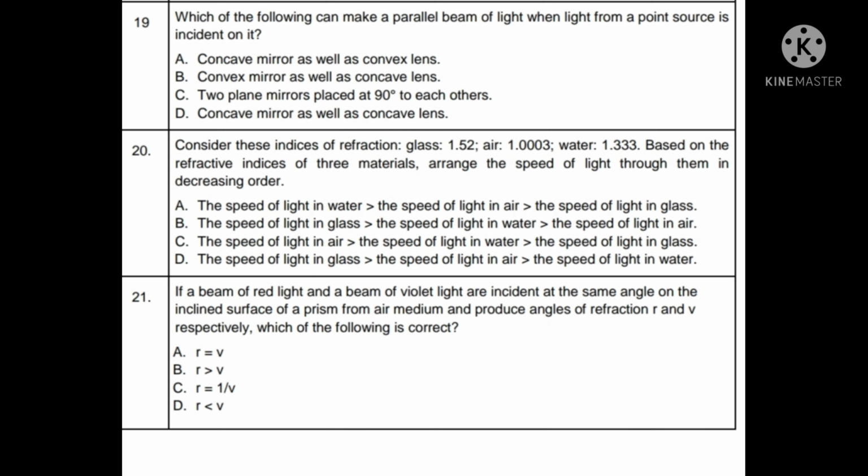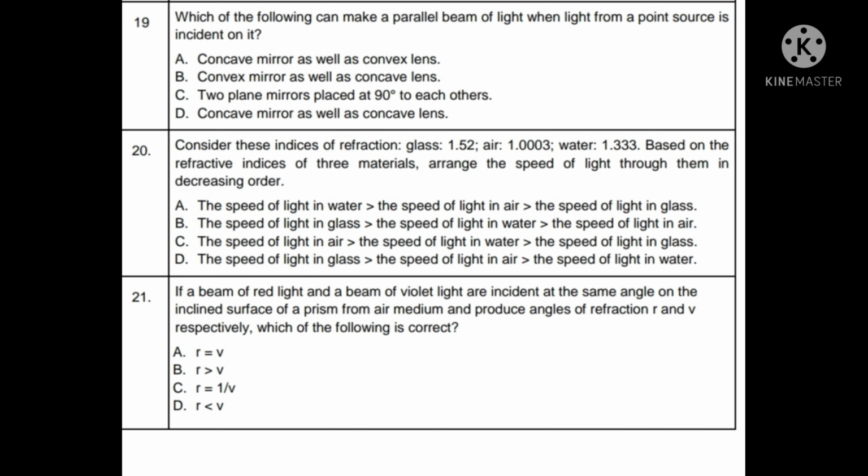Question number 20. Consider these indices of refraction: glass 1.52, air 1.0003, water 1.333. Based on the refractive indices of three materials, arrange the speed of light through them in decreasing order. Here the correct option is option C. The speed of light in air greater than the speed of light in water greater than the speed of light in glass.